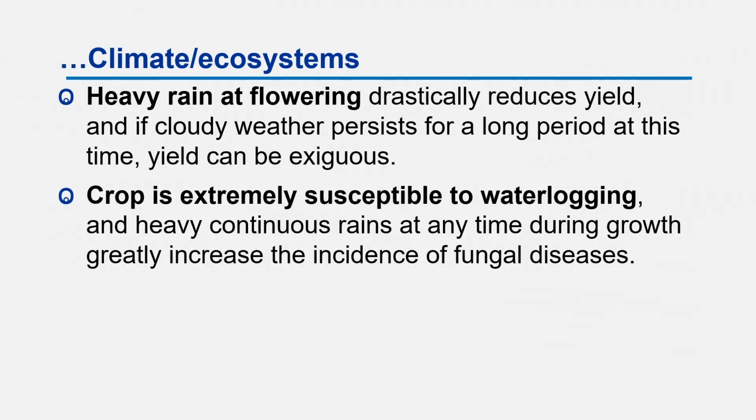Heavy rain at flowering drastically reduces yield, and if cloudy weather persists for a long period at this time, yield can be meagre. So here you can say there should not be rainfall at flowering stage. If it happens at flowering stage, it can reduce the seed yield. The crop is extremely susceptible to waterlogging, and heavy continuous rains at any time during growth greatly increase the incidence of fungal diseases. Waterlogging may cause reduced supply of oxygen to the plant roots, which may in turn result in reduced uptake of nutrients and water, and plant growth may be adversely affected. Secondly, these waterlogged conditions can invite infestation of insect pests and diseases. So, immediately you need to go for drainage of this water.